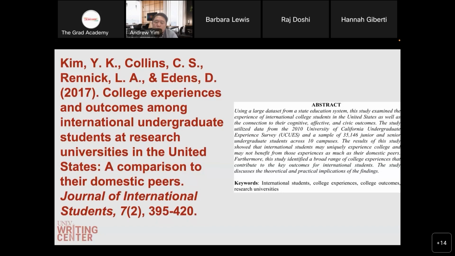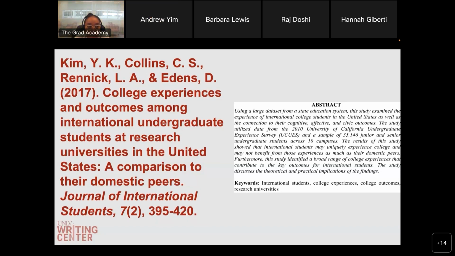The results of the study show that international students may uniquely experience college and may not benefit from those experiences as much as their domestic peers. Furthermore, the study identified a broad range of college experiences that contribute to the key outcomes for international students. The study discusses the theoretical and practical implications of the findings. And again, they have keywords like international students, college experiences, college outcomes, and research universities. So for anyone here who's interested in education and international students, this might be an article they're interested in.